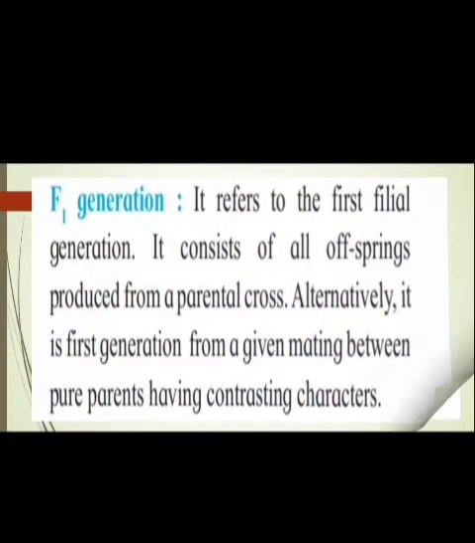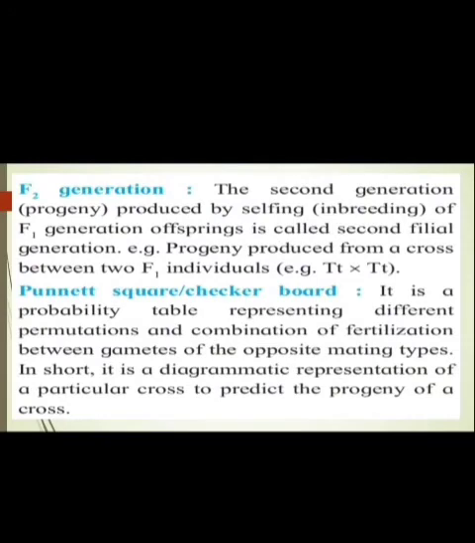Right? Next, F2 generation. The second generation produced by selfing of the F1 generation or offspring is called the second filial generation. For example, progeny produced from a cross between two F1 individuals. For example, capital T small t is crossed with capital T small t, meaning the F1 generation is self-crossed, then we obtain the F2 generation.